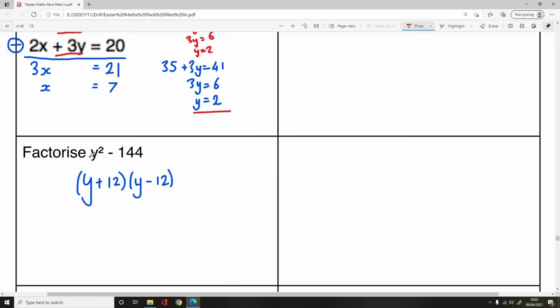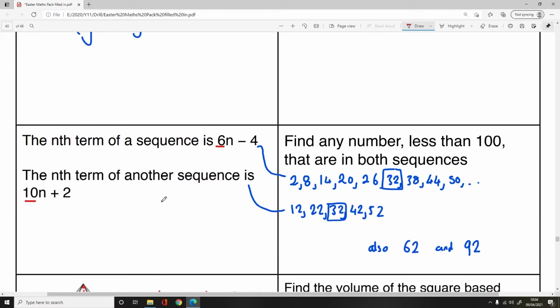Second question is a difference of two squares. So we've got here y squared minus 144, and difference of two squares in general is if you have a squared take away b squared, that always factorizes to a plus b, a minus b. So in this case our a is y squared, so we'll square root that to get y, and our b squared is 144, so we'll square root that to get 12. If you've got nothing in the middle, it's just the plus minus the same number.